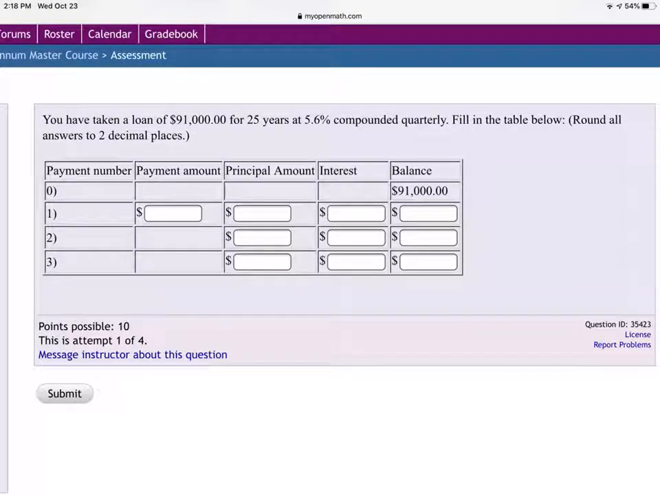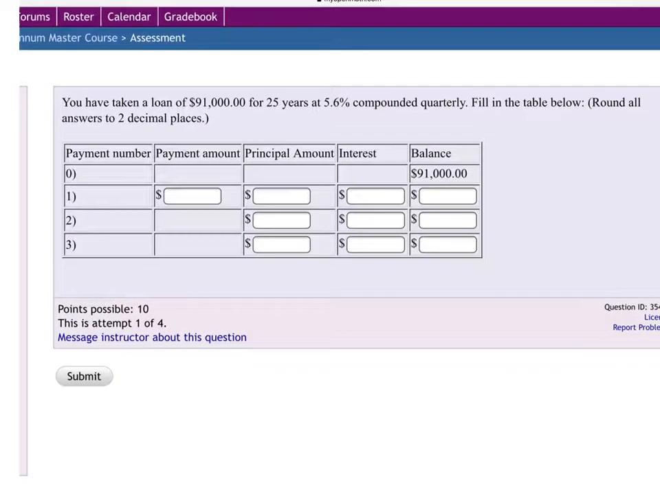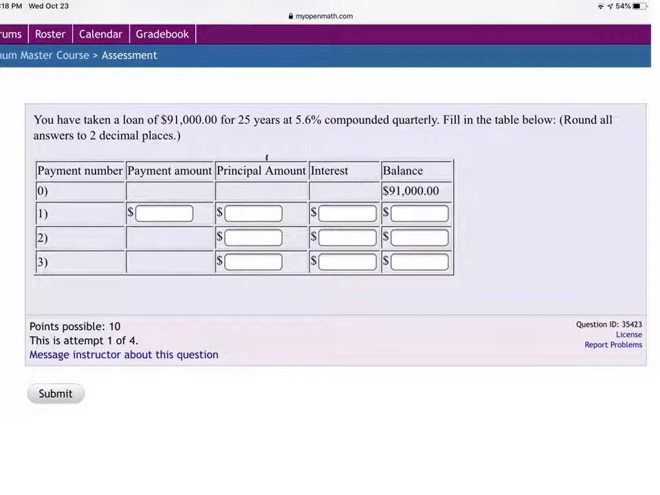Hi, this is loans number 12 from My Open Math, and I've had a couple of questions about this problem, so I thought I would demonstrate an iteration of number 12. 13 is very similar to it. So this is an amortization schedule, and in my opinion, the author of this particular question should have flipped these two columns, and it would have made it a little bit more obvious what to do.